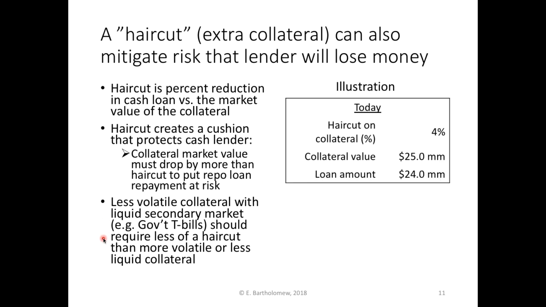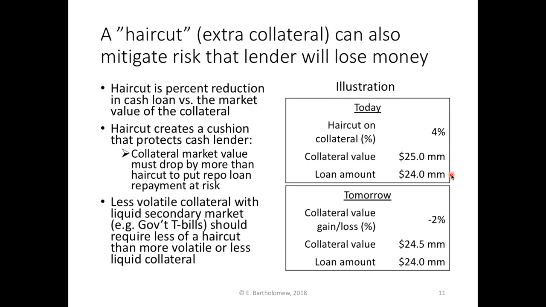So let's look at an illustration of this. Suppose we have a haircut of 4%. That means if we have collateral with a value of 25 million, the loan amount would be 4% less than that, 24 million. So essentially 96% of the collateral value is the loan amount. So we're calling that the haircut. And then suppose the collateral value tomorrow is 2% less. So it drops from 25 million to 24.5 million. That's a decline of 2%. But that's still more than the loan amount of 24 million. So the cash lender is okay. In fact, the cash lender will be okay so long as this drop isn't more than the amount of the haircut.